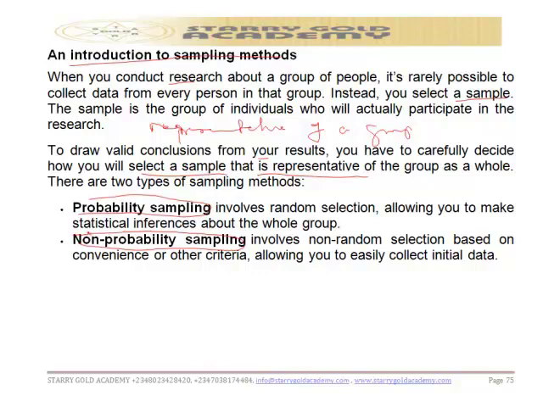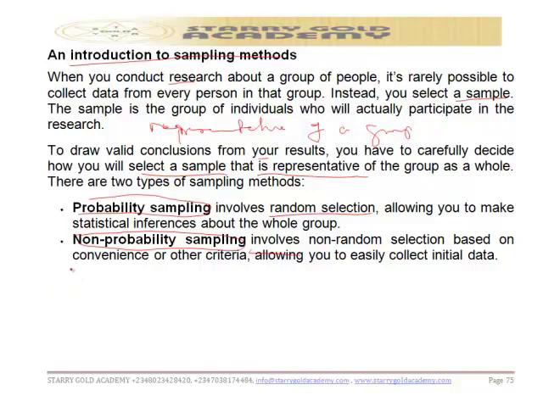Probability sampling is the sampling that involves a random sampling or random selection, allowing you to make statistical inferences about the whole group. That is probability sampling. It involves random selection, allowing you to make statistical inferences about the whole group. And non-probability sampling involves non-random selection based on convenience or other criteria that allow you to easily collect data.